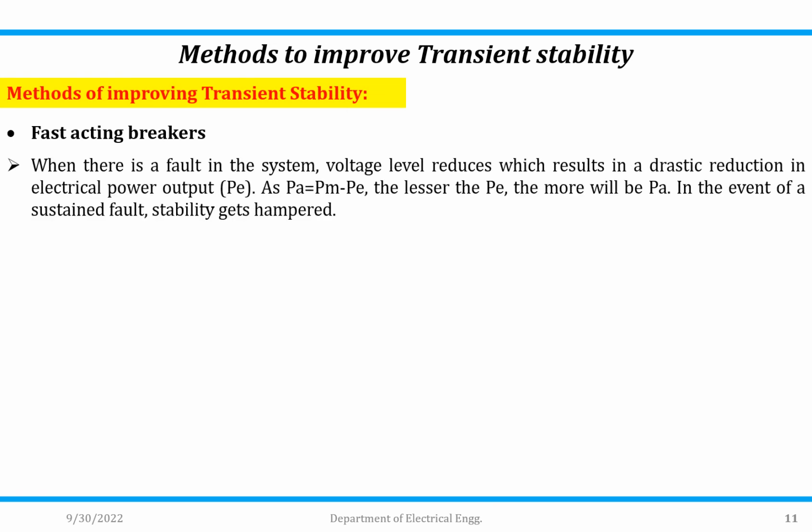Next is nothing but fast acting breakers. Now whenever there is a fault in the system, the voltage level will be reduced, that we know, which results in a drastic reduction in the electrical power output PE. Because there is a fault, V will start decreasing. PE will be equal to EV upon X. So if E equals 0, definitely your PE will be equal to 0. And if PE is 0 or lesser, we know that PA will be equal to PM minus PE. So if this is 0 or if it is less compared to that of PM, then it will be prone to acceleration.